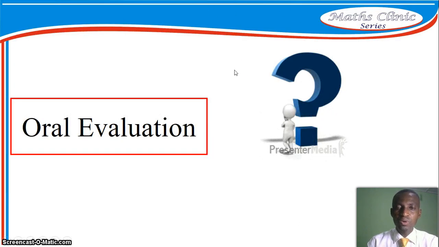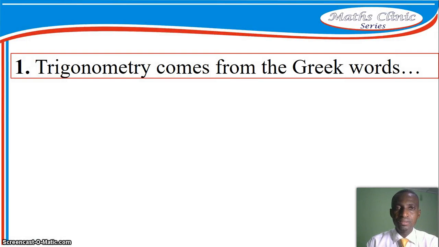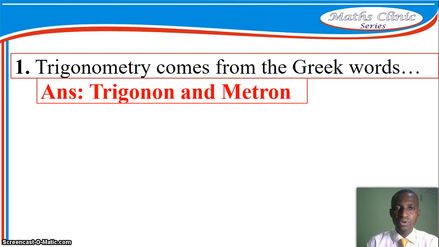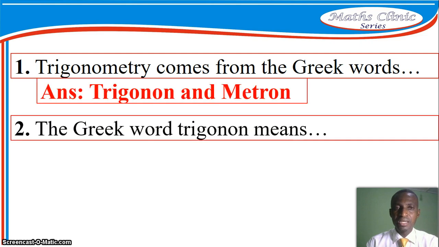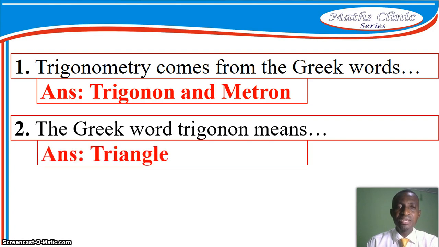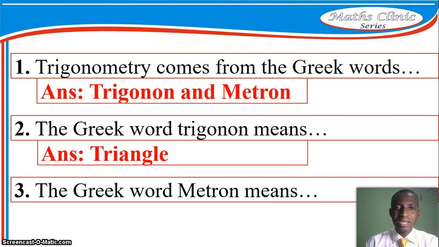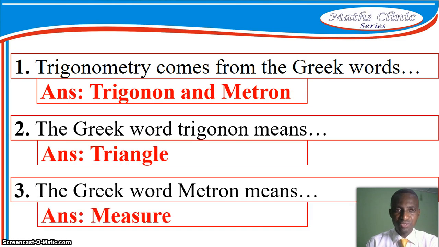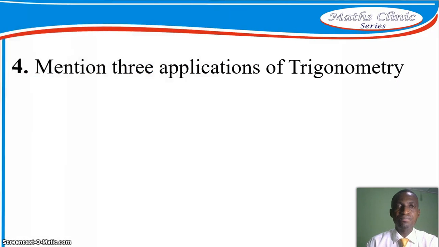Okay, a quick oral test. Trigonometry comes from the Greek words. Mention the two Greek words. All right, I'm sure you said trigonon and metron. The Greek word trigonon means what? You can pause the video and see the answer before you resume. Good. The Greek word metron also means what? Measure. That's true.